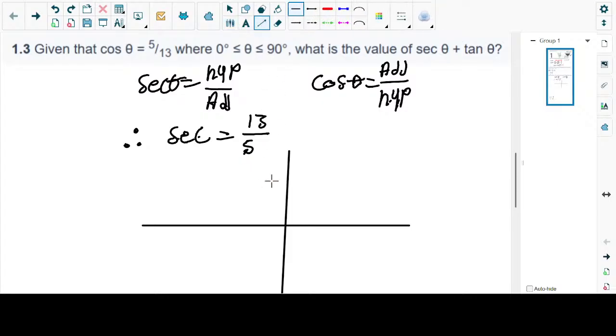What did they say about theta? They said theta is a value that is greater than 0 but less than or equal to 90. So go to your Cartesian plane. In a Cartesian plane, they are saying theta can start from 0 and end at 90.